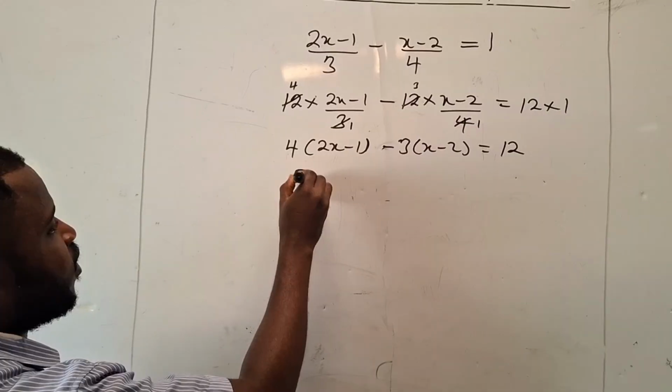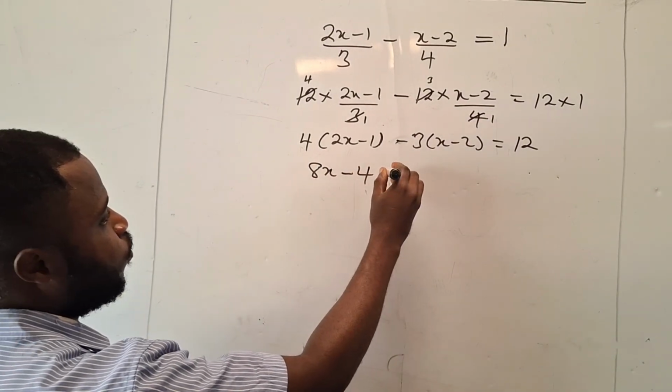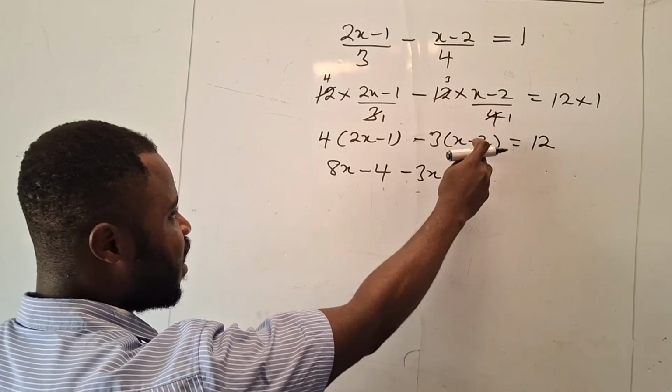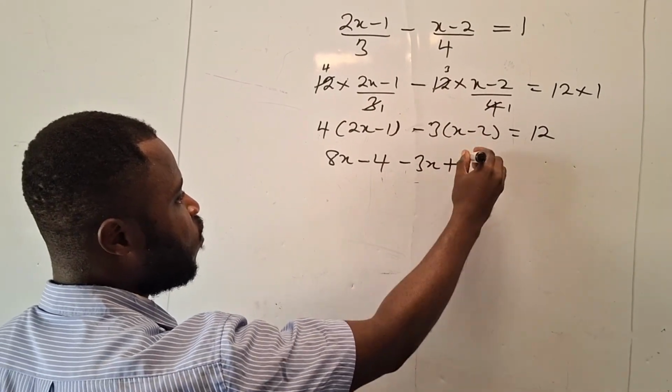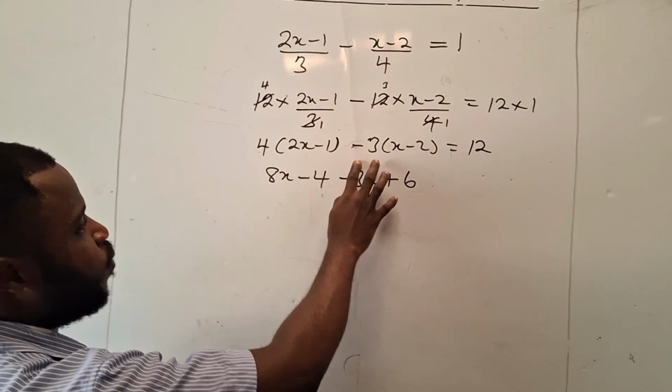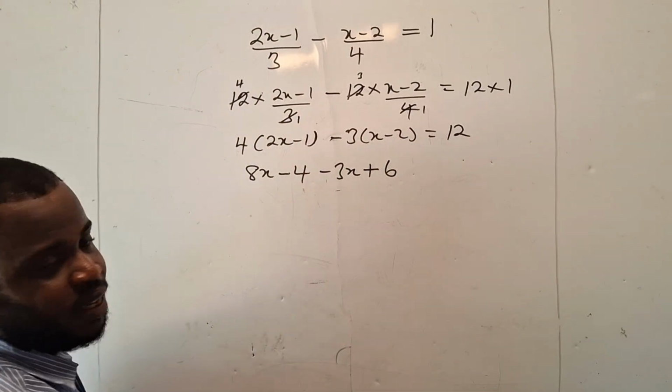So this one will give us 8x minus 4, then minus 3x. Now, negative will be positive, 3 will give us 6. When you open the bracket, be very careful. Negative multiplied by negative here will be positive 6.